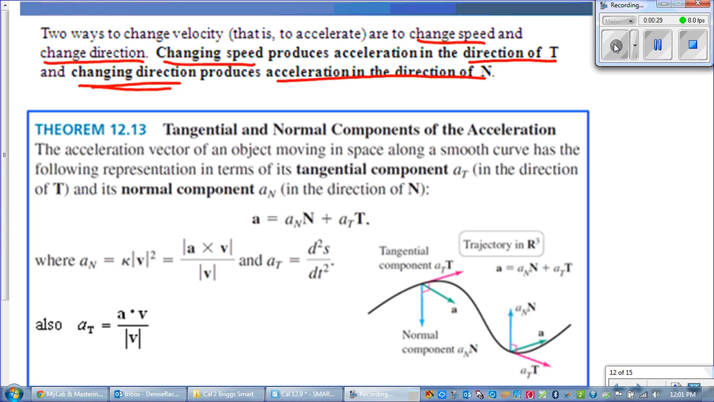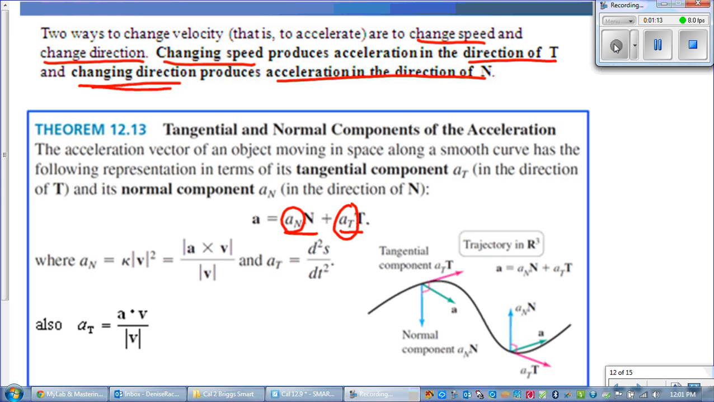So what we're going to do in this section is take our acceleration and decompose it into two vectors. One will be in the direction of the principal unit normal vector. The other will be in the direction of the unit tangent vector. That will show us the quantity of the acceleration that's causing the change in the speed and the quantity that's causing the change in the direction. So we'll be doing projections onto the tangent and the normal vector, getting those two components for the acceleration.